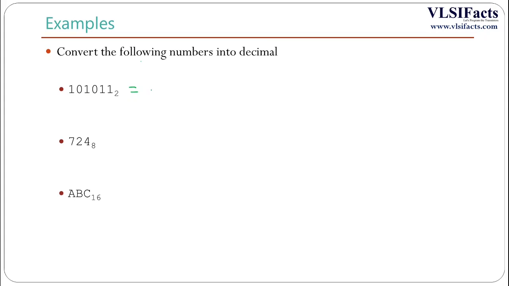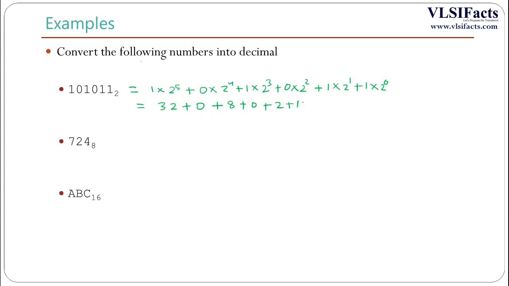So we will start with the MSB, that is 1 into 2 to the power 5 plus 0 into 2 to the power 4 plus 1 into 2 to the power 3 plus 0 into 2 to the power 2 plus 1 into 2 to the power 1 plus 1 into 2 to the power 0. So this will be 32 plus 0 plus 8 plus 0 plus 2 plus 1. So it will be 43 in decimal number system.